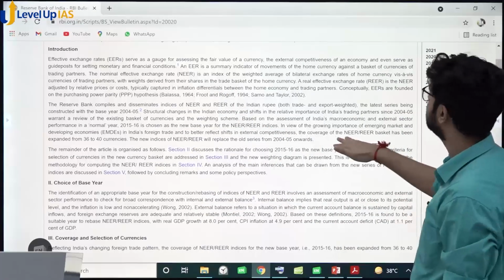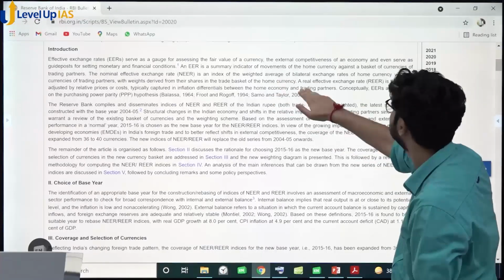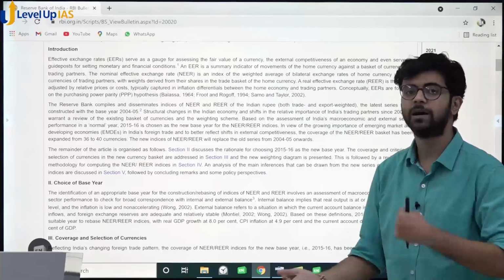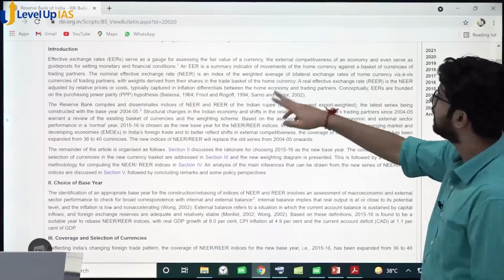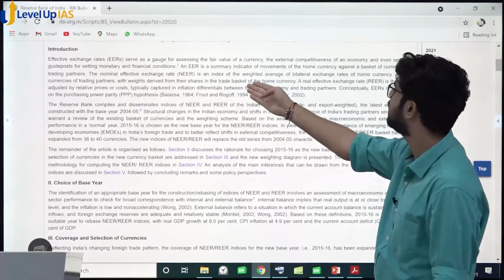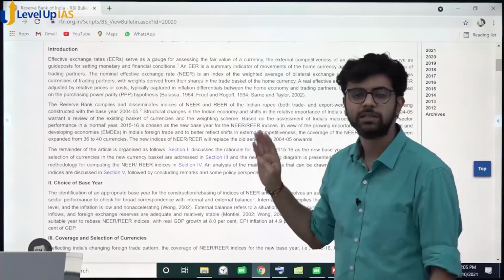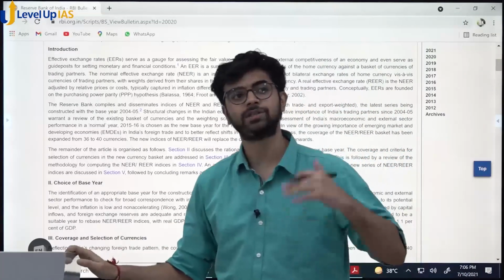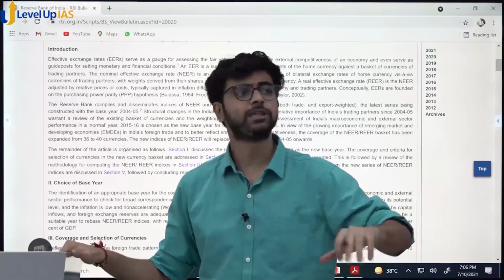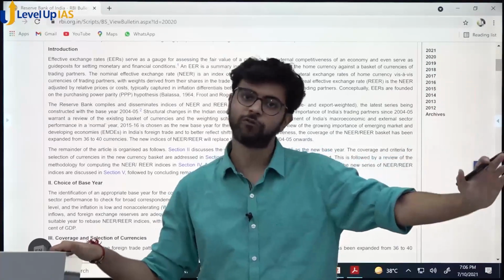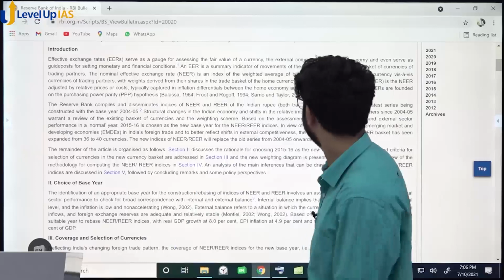The nominal effective exchange rate is an index of weighted average of bilateral exchange rates of home currency, bilateral, my US, my Korea, vis-a-vis the currencies of trading partners. What is the weight? Weights derived from their shares in the trade basket of the home currency. What is the share of USA? 30% in our total trade. So if India's trade is $100 worth of goods, and 30% of the trade is with USA, then 30 would be the weight to the dollar. Okay?